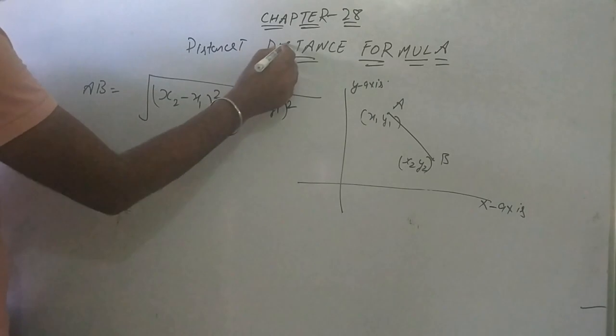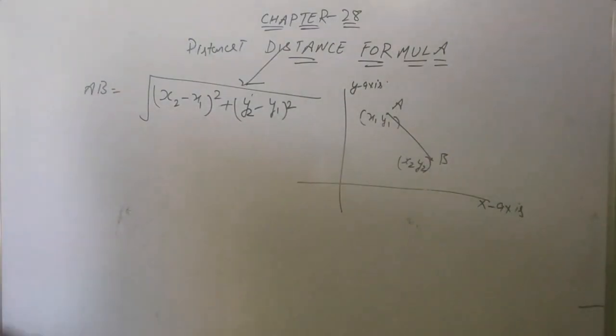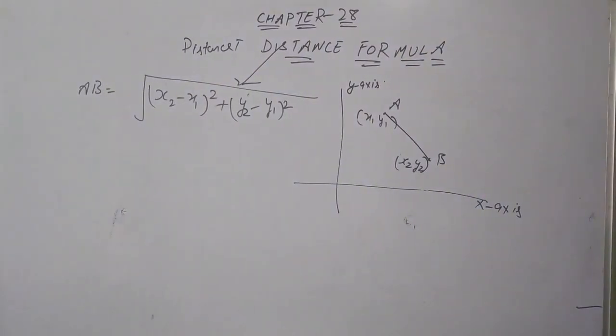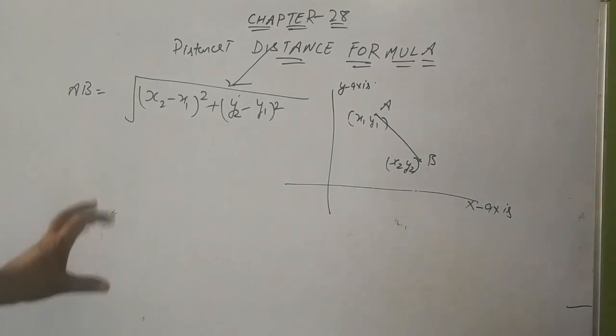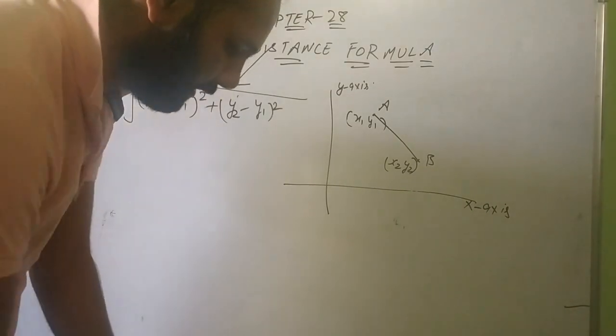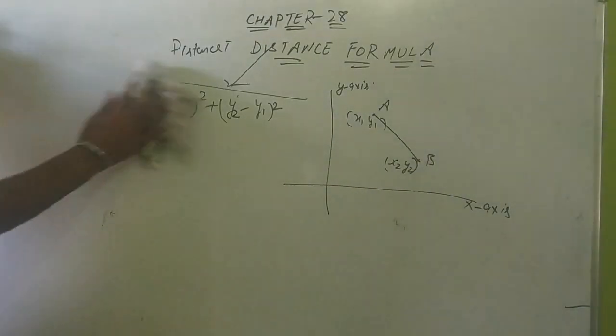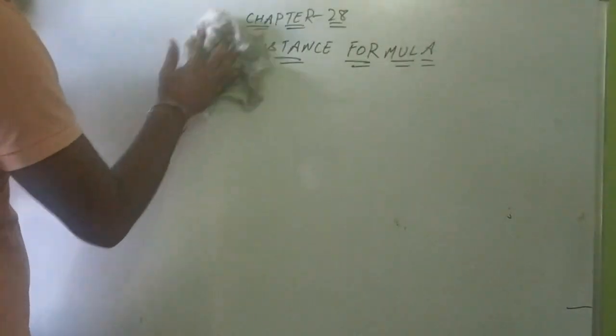So this formula is known as the distance formula. By using this formula we can find the distance between 2 points in the given plane. In any plane, if we have to find the distance, we can find the distance by using this formula. Okay. Now I will start with the questions of your exercise 28.